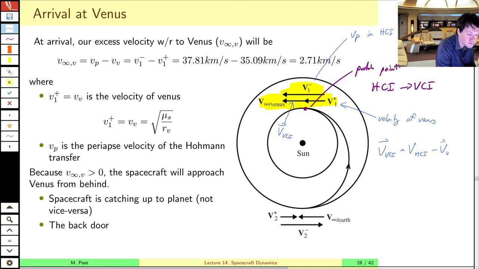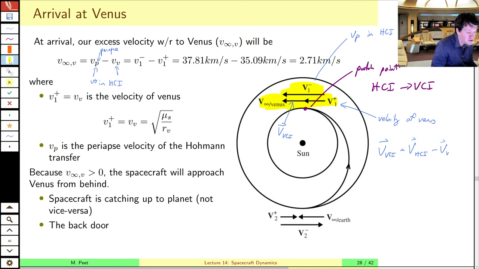I think I got that right. So velocity of Venus, that's the velocity of Venus, and that's us. Not sure why I said P. Periapse. Right. So we calculate our velocity after we patch into the sphere of influence of Venus.